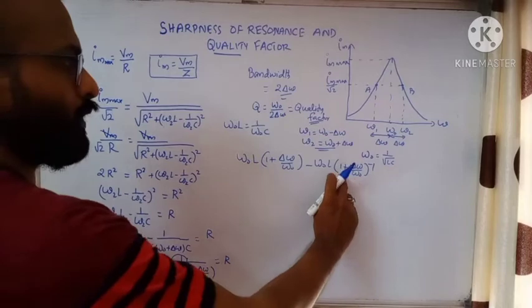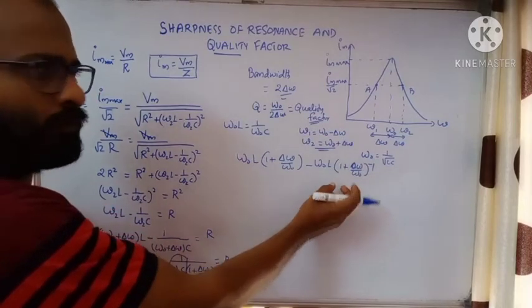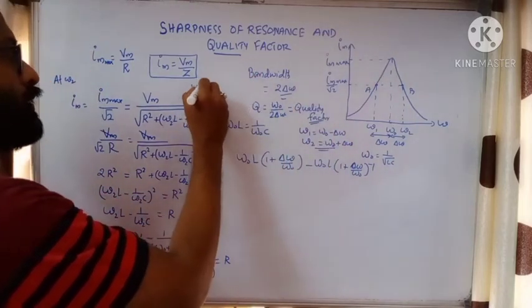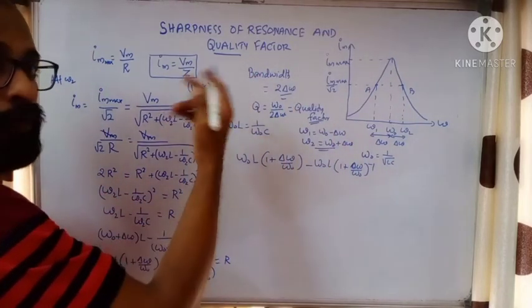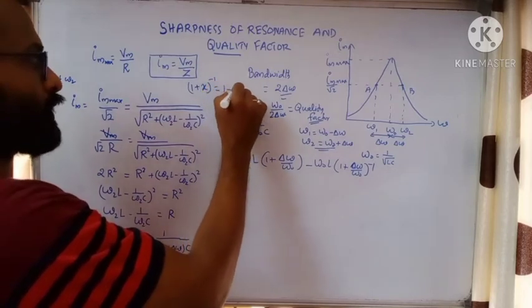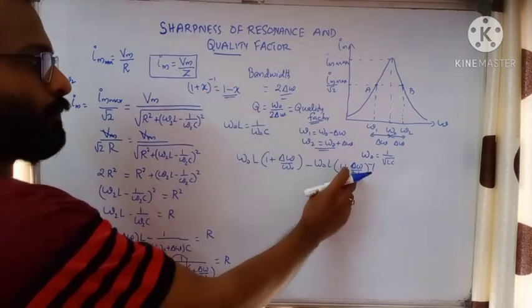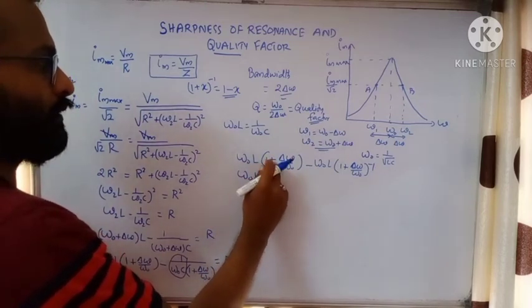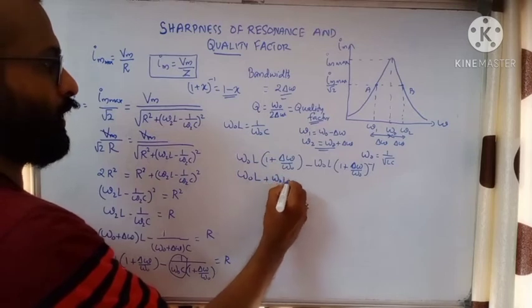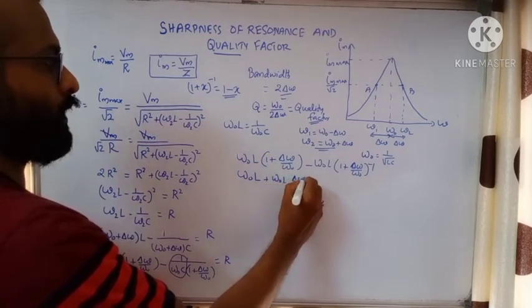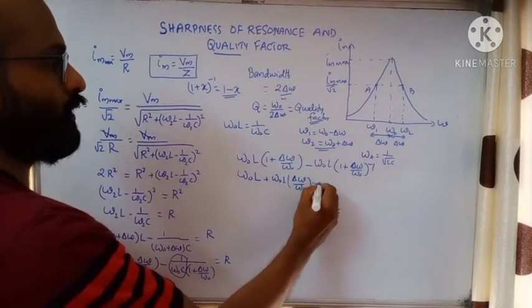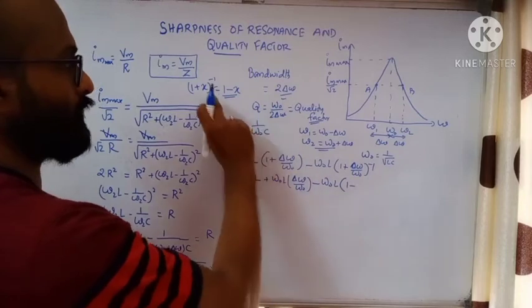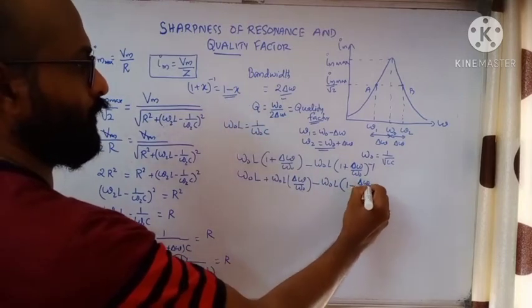See, we know that this delta omega is a very small value, so this ratio will be a very small value. We have learned the binomial expansion. What is 1 plus x raised to minus 1? Removing higher powers, we have 1 minus x. Other powers we can neglect. So applying this here, we remove the bracket: omega 0 L plus omega 0 L into delta omega by omega 0. Again, omega 0 L into 1 minus delta omega by omega 0.